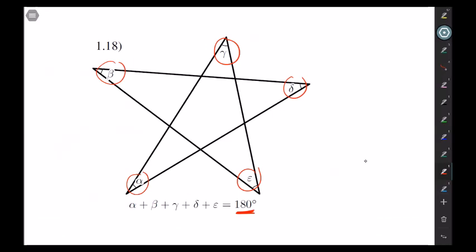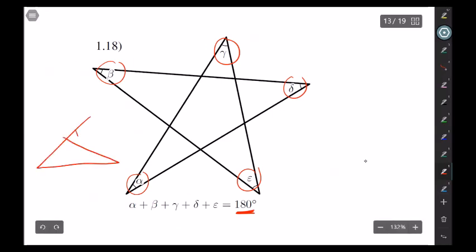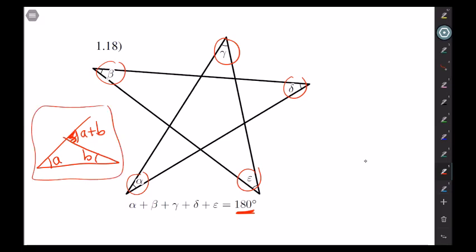Yes, it has to do with just this fact that the exterior angle is equal to the sum of two interior angles, A and B here, so A plus B. All you use is this fact. You just use it twice and you should be able to get the result.